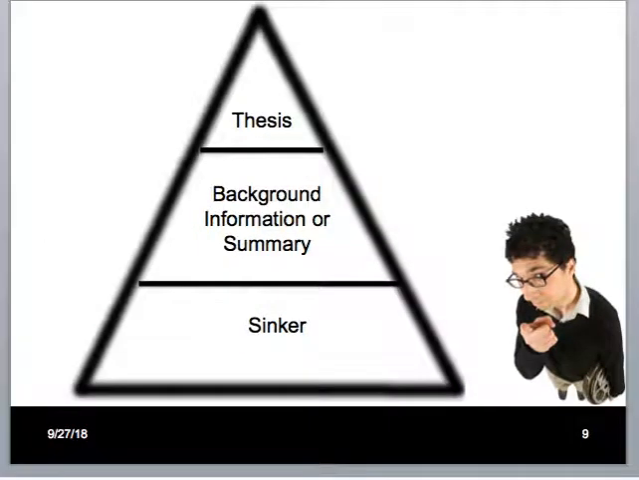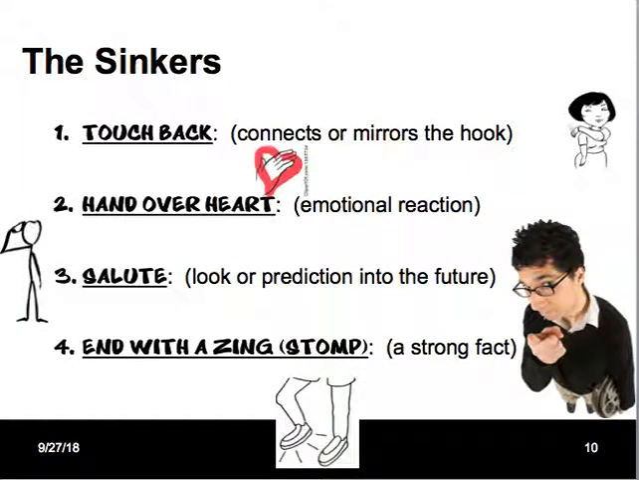And then we look back at our triangle again. For our conclusion, our triangle is now the right way up. We start with our thesis, then we lead into our background information or summary, and then we lead into our sinker. And our sinker is very much like our hook, and it should be a couple sentences. Now these are the 4 common ways that you could end. For example, you could do a touch back. So think about if you were touching your back and saying, good job. This is where you connect or mirror the hook. So at the beginning, if you're asking a question, you should come back to that question at the end.